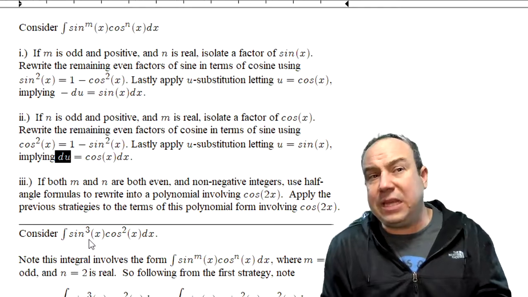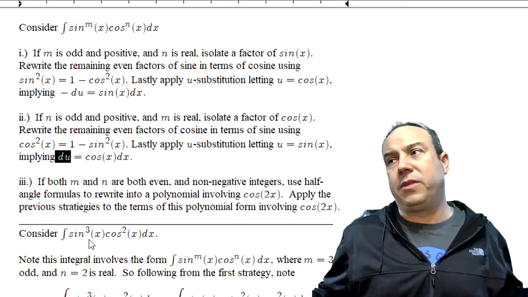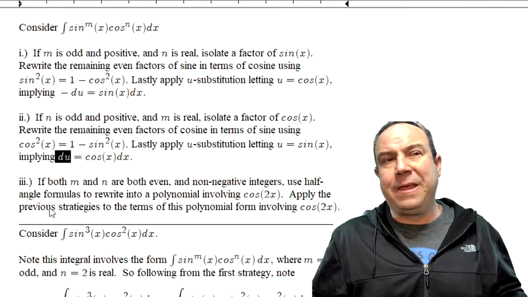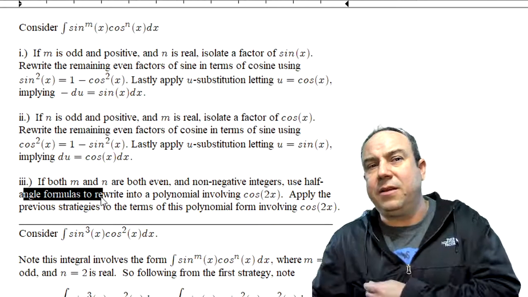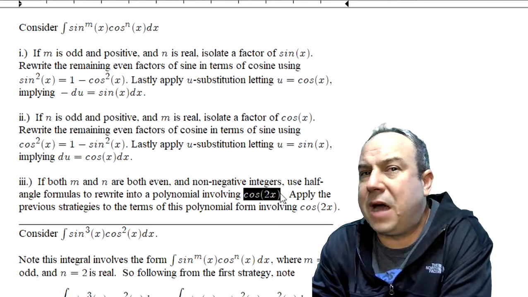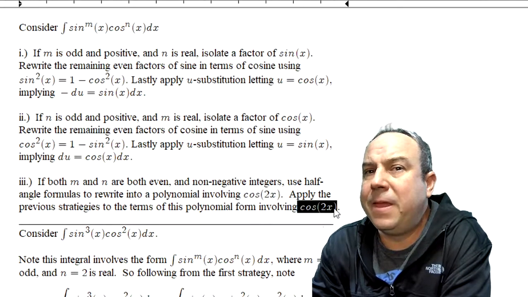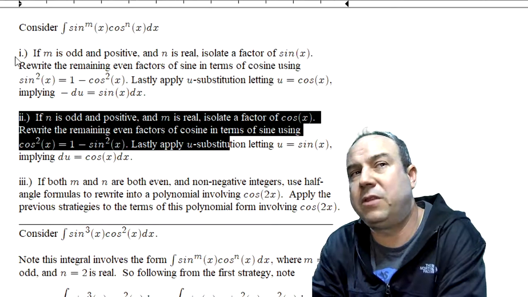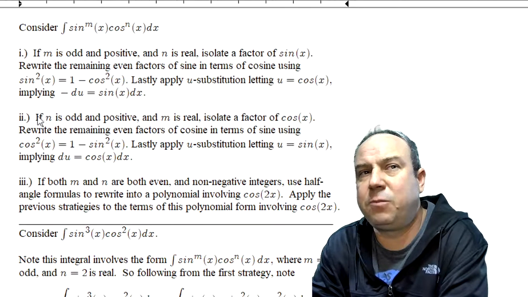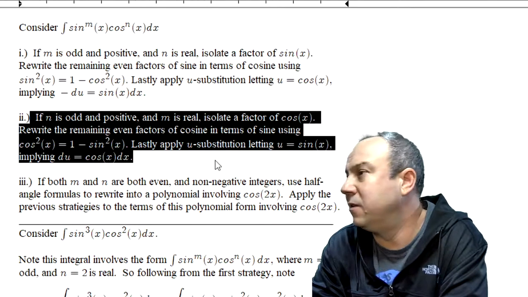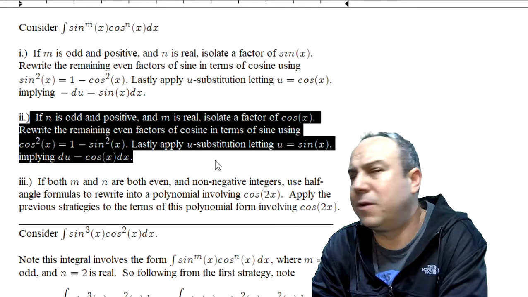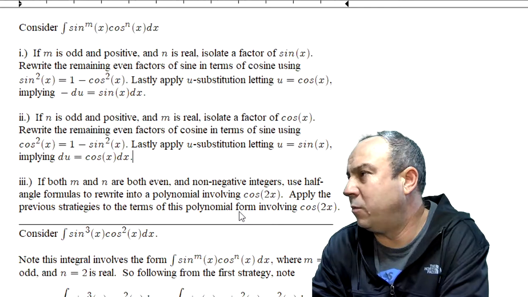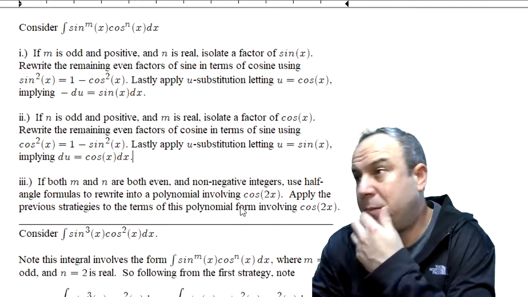Whereas case 3 says, well, what happens if they're both even? Well, we're going to apply some half-angle formula and rewrite it as a polynomial in cosine 2x. And apply these ideas above, most likely the one in terms of the cosine, to evaluate that remaining polynomial, the terms of that polynomial.